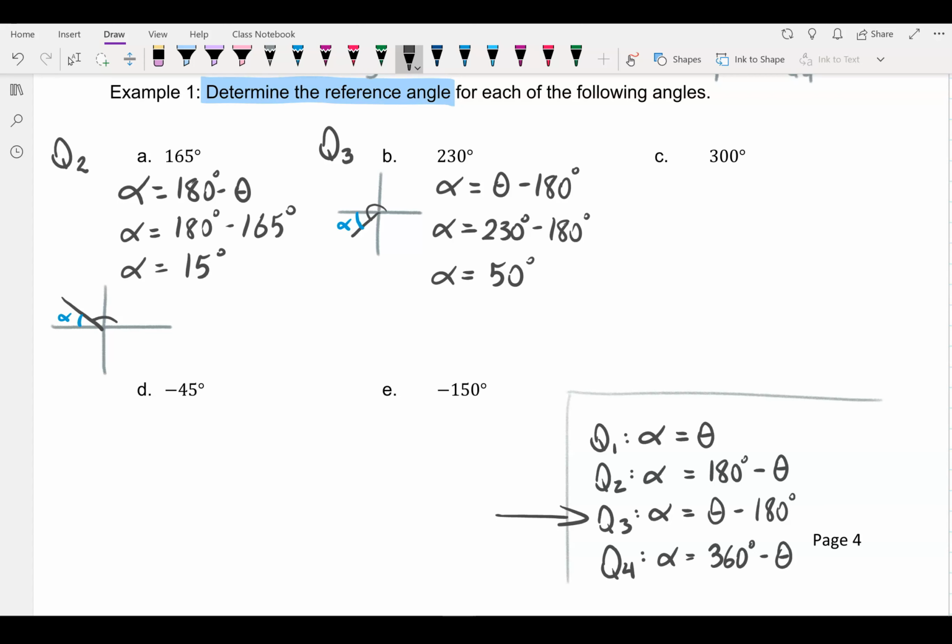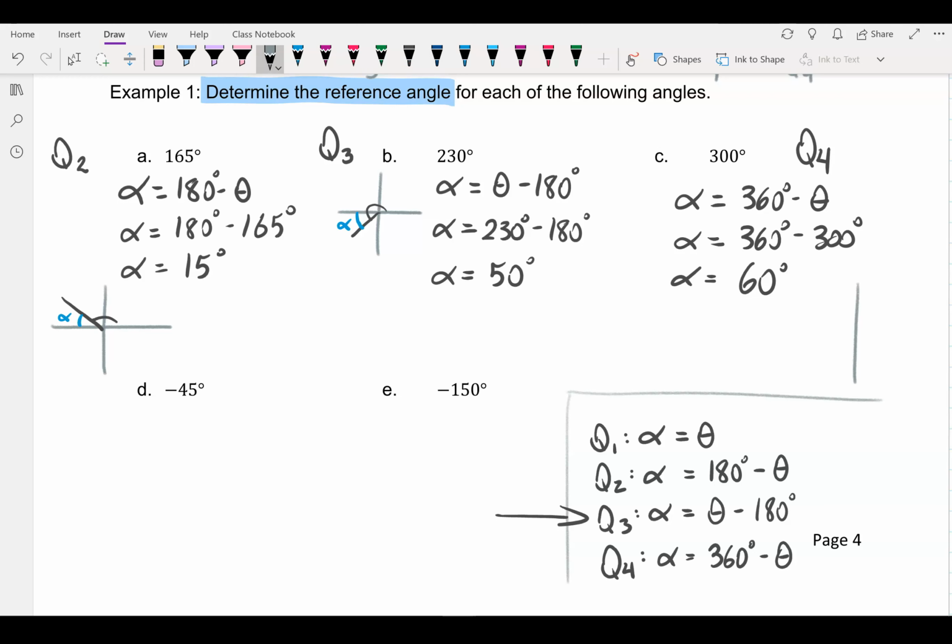Okay, same thing for C. Pause the video if you need to and try it out. 300 is in quadrant 4. The formula for quadrant 4. Of course, it's quadrant 4. In this case, our formula, reference angle, is 360 minus the angle given. That's 360 minus 300, which means that our angle is just 60 degrees.